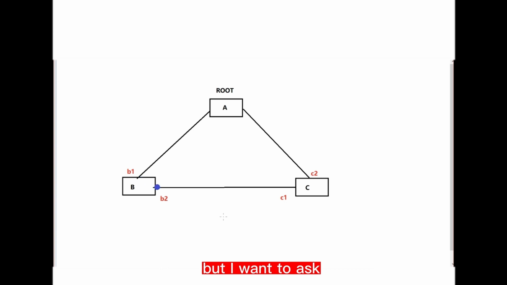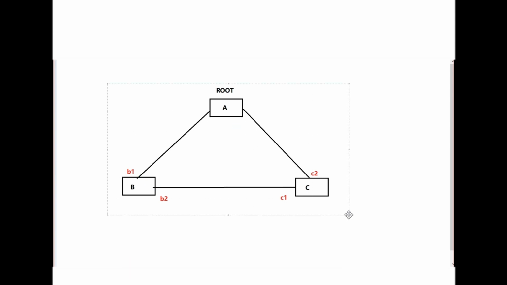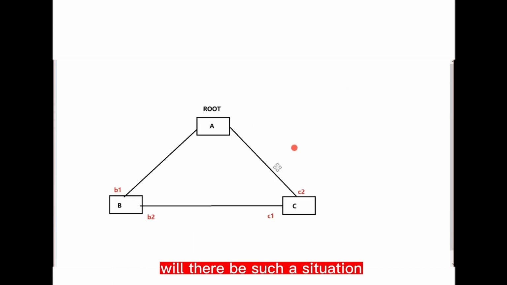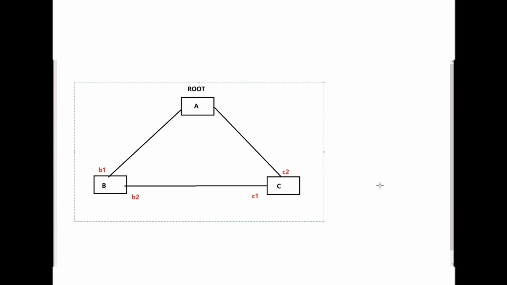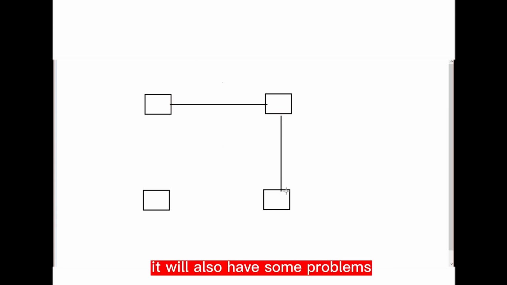But I want to ask, is it possible that I did the comparison and it didn't come out? Will there be such a situation? Okay, there is such a possibility. Some students may think it should all be consistent by default. Let's draw a new picture. I now draw one more device. It is easier to compare, even if all its parameters are default. You will find it will also have some problems.